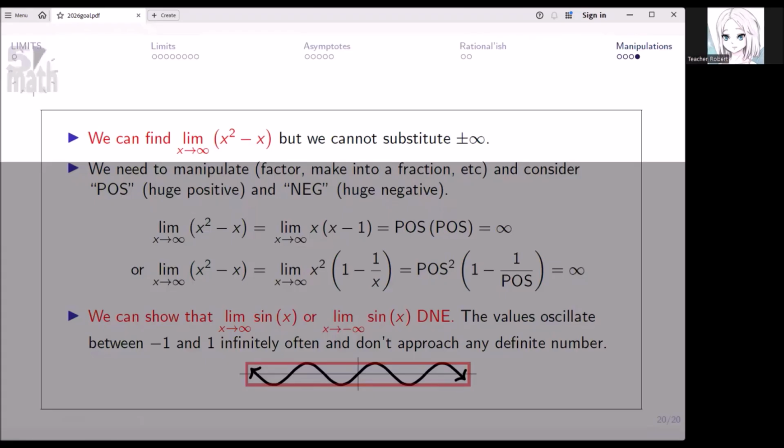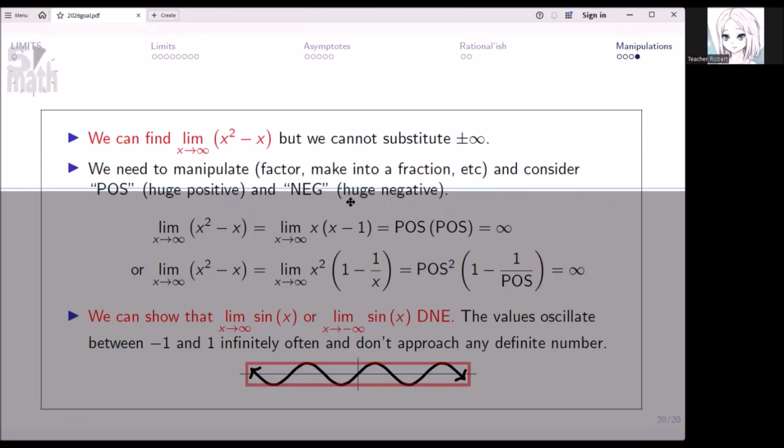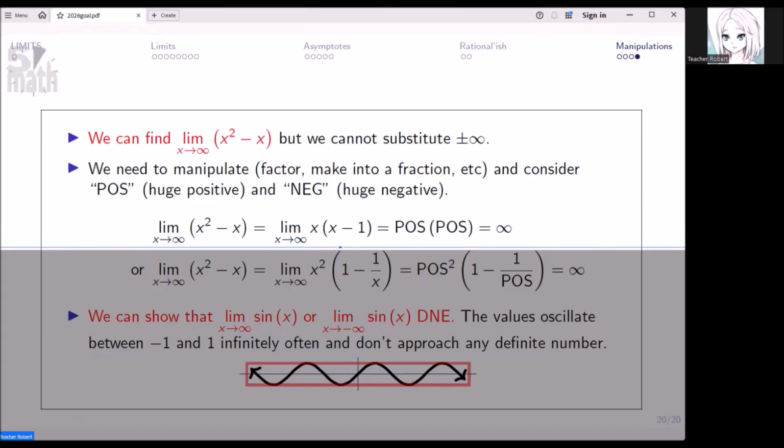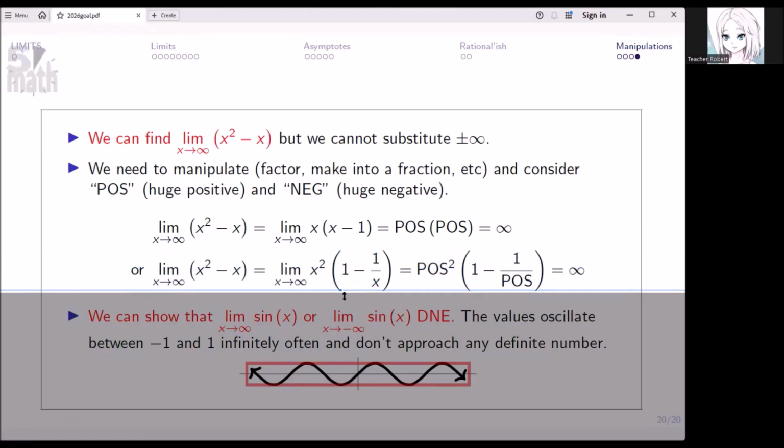We can find the limit as x approaches infinity of x squared minus x, but we cannot substitute positive or minus infinity. We need to manipulate, factor, make into a fraction, etc., and consider huge positive and huge negative. The limit as x approaches infinity of x squared minus x equals the limit as x approaches infinity of x times (x minus 1), which is positive times positive, which equals infinity. Or we could have this.